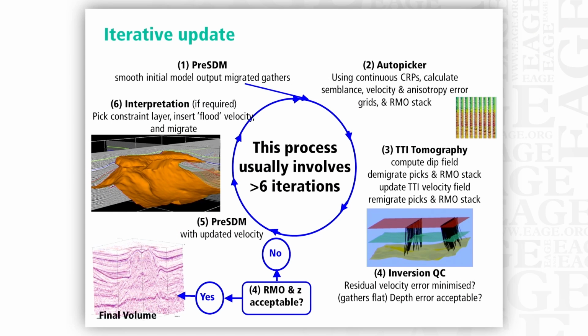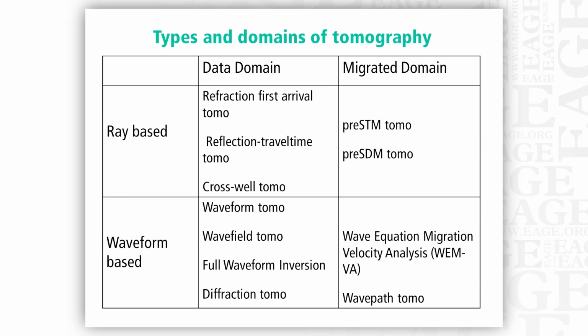And as often as not, there'll be at least half a dozen iterations in a complex imaging project. So it's a lengthy process. But we're never going to succeed in getting a good deep subsurface image unless we first resolve the near-surface problems. Now, I've mentioned tomography. I said it could be ray-based or wave-based.